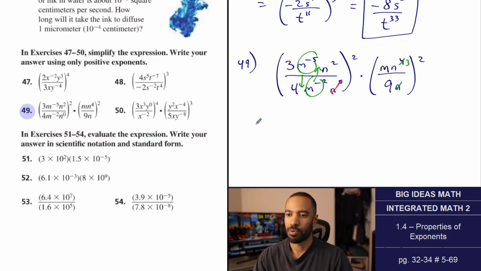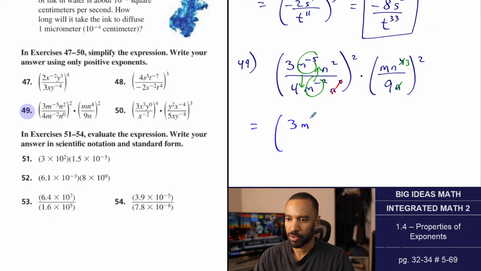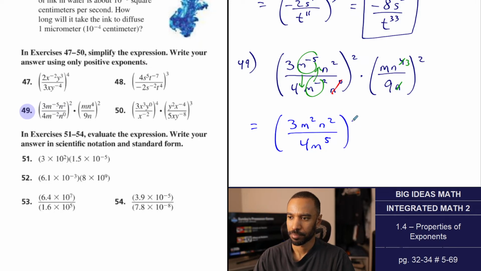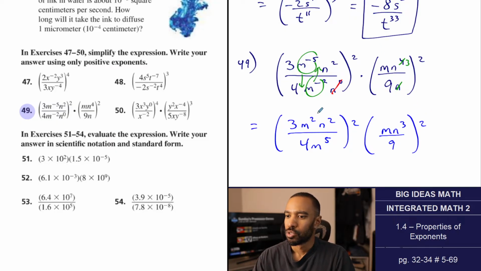So now as a rewrite, it'll look like 3, m goes before n alphabetically, right? M squared n squared over 4 m to the fifth. And this is m n cubed over 9 squared. So I'll kind of do this in the one-step part. I have to still treat these m's here. Get rid of the 2 up here and the 2 of them down here, now we have m cubed.